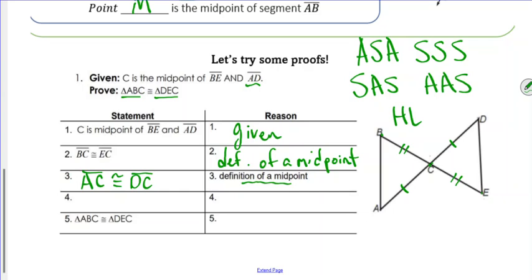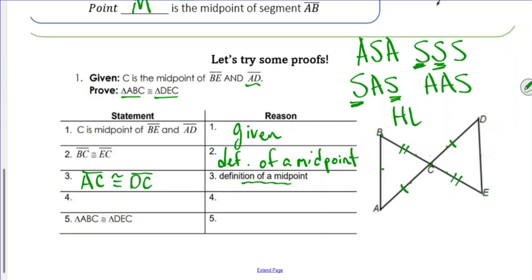Right now, I have a pair of sides here. This and this are the same. I have another pair of sides here and here. So I have 2 pairs of sides, so I'm leaning towards one of those. I really don't have a way to show that this is congruent to this. I'm trying to get to side-side-side, but I really don't know if AB is congruent to ED.